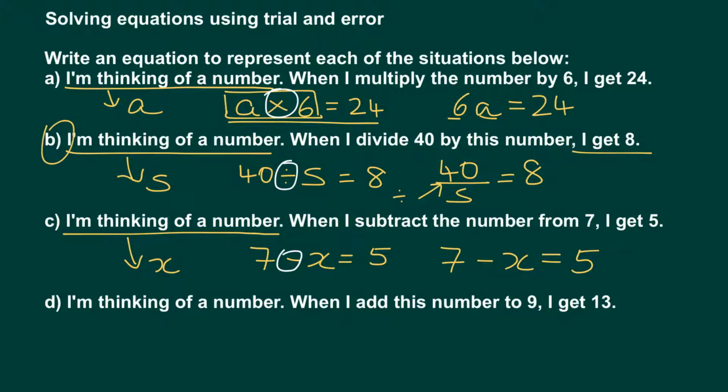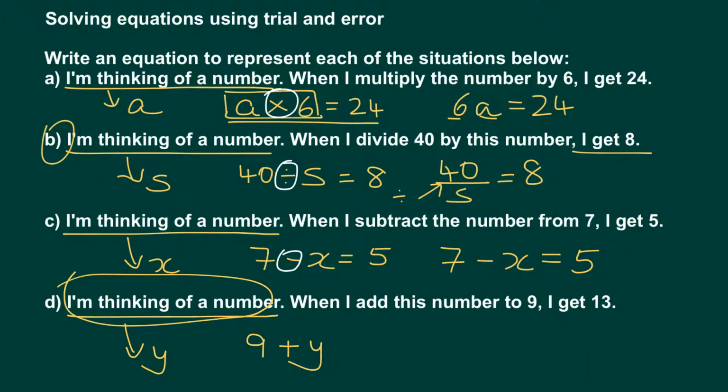Alrighty, so I hope you had a chance to have a go at part D on your own. So it says, I'm thinking of a number. When I add this number to 9, I get 13. Again, another arbitrary number, so we can give it any letter we want. You might have chosen Z, C, D, whatever you like. I'm going to choose the letter Y. So I have the number 9, and I'm adding the letter Y to it, which represents the number that I'm thinking of. So 9 plus Y equals 13. That right there, guys, is the equation that represents the information given in part D.